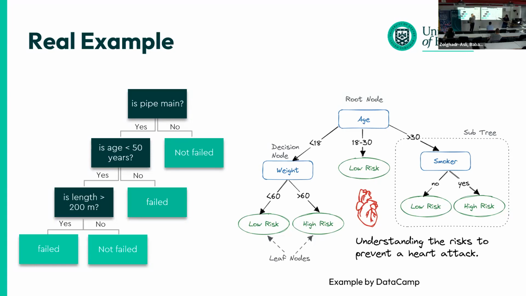And this one is one of the real examples that we prepared for water pipe failures, which is a very simple tree, a very weak tree. It says that if the pipe is a main pipe, and the answer is yes, we're going to ask another question, adding another feature. Is the age less than 50 years? If it's yes, we will add another feature. Is the length larger than 200 meters? If it's yes, it is going to fail from the observations, from the data. And if it's no, it's not going to fail. So the leaf nodes are going to give us decisions.